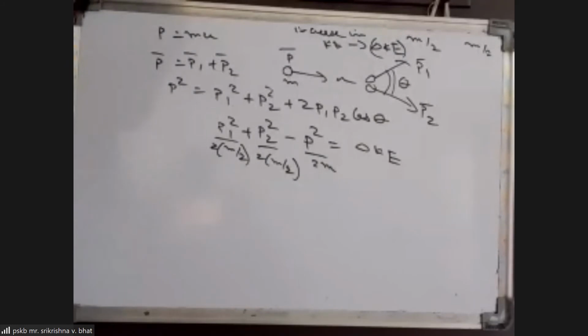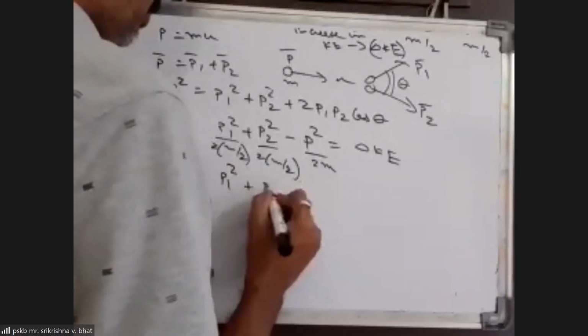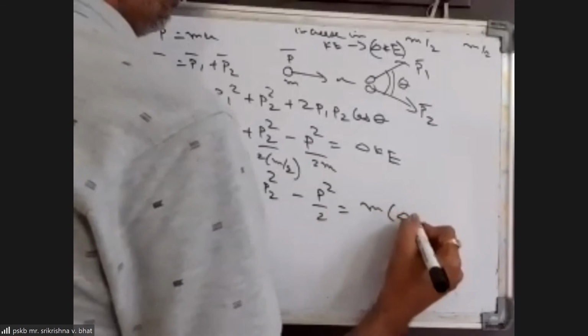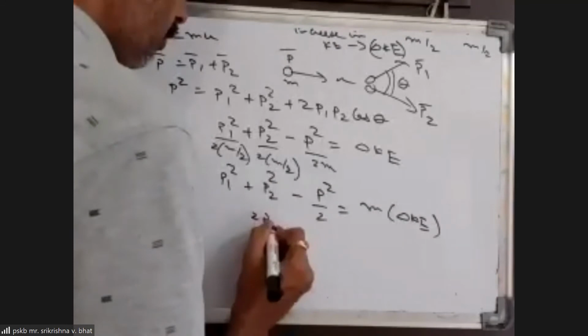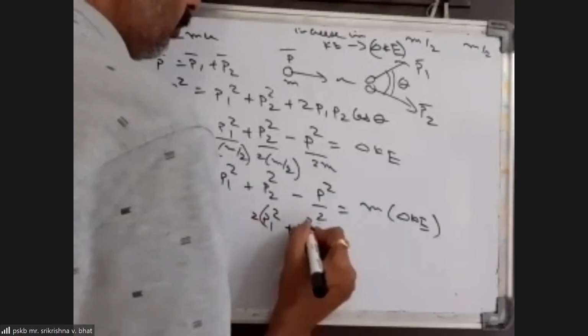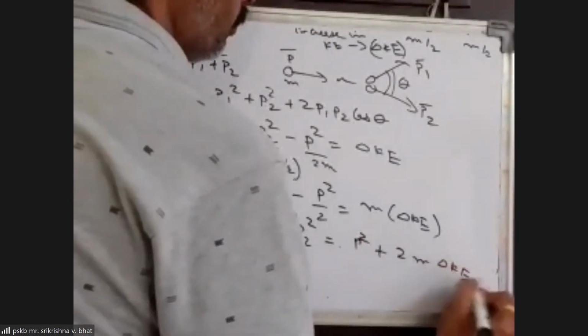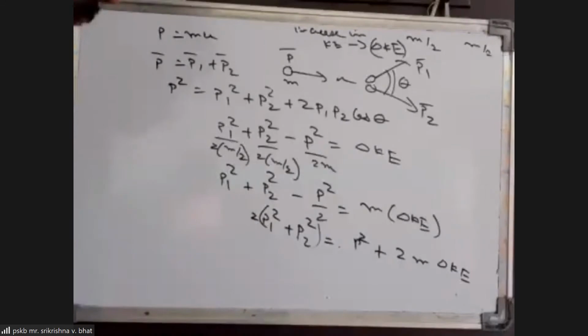So from this we get p1 square by m plus p2 square by m minus p square by 2m equal to delta K. Or we can write this as p1 square plus p2 square minus p square by 2 equal to m times delta K. We can also say 2 times p1 square plus p2 square equals p square plus 2 m delta K. So this is one equation.